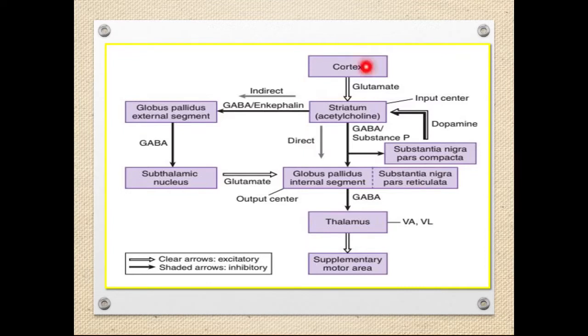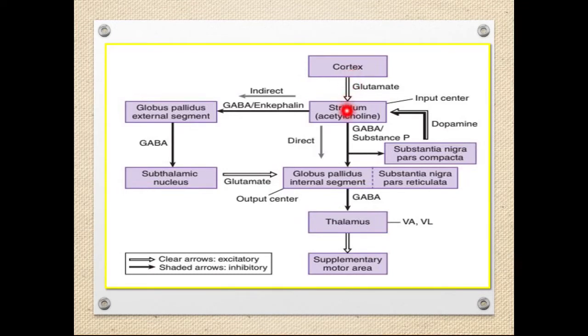See, from the cortex it goes to the striatum. Forget about the shape of the arrow, just try to look at the boxes. First there is the cortex, from the cortex it goes to the striatum, right? From the striatum, what is striatum? Striatum is the collective name for caudate and putamen. From the striatum it goes to the globus pallidus internus segment. Forget about all other things, just try to look at the names I am speaking.